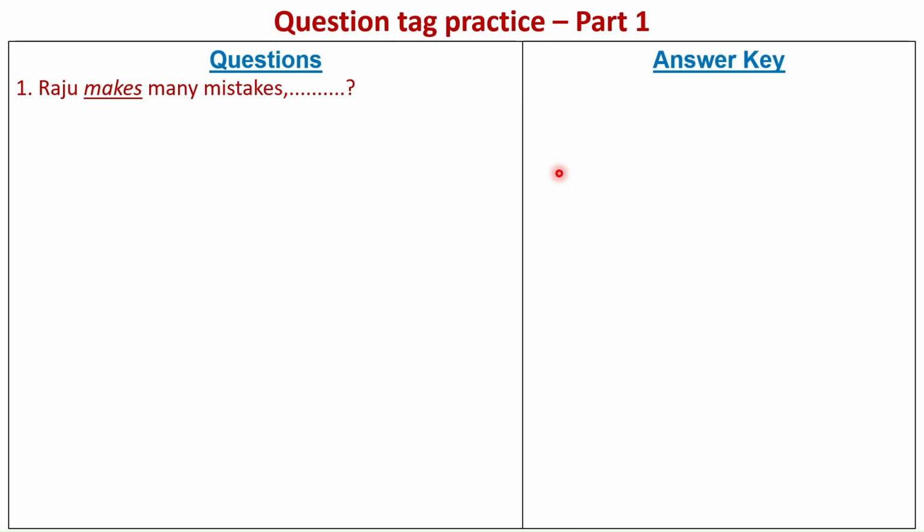Raju makes many mistakes. Observe the underlined verb makes, that is fifth form of the verb. Therefore, in such situation, we have to use does. Raju makes many mistakes, doesn't he?